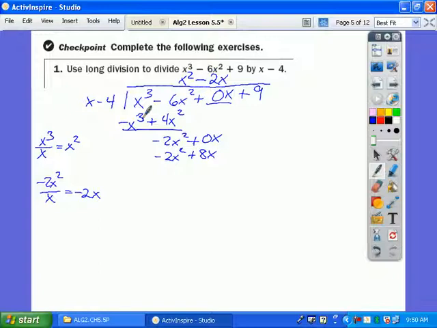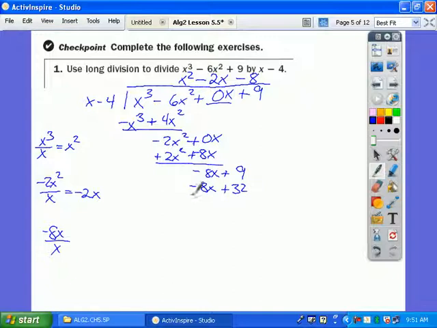We subtract. Subtraction means change the signs. So here I get negative 8x, and now I'll bring down the 9. The process starts completely over again. I take negative 8x, I divide it by x, and I get negative 8. That'll go in the constants column. Negative 8 times x is negative 8x. Negative 8 times negative 4 is plus 32.